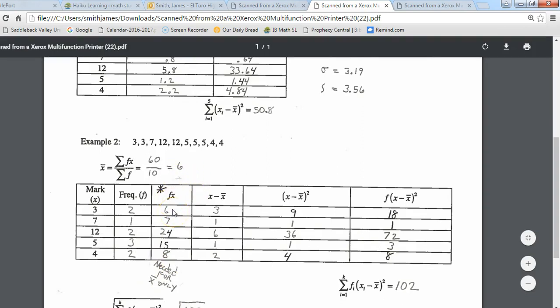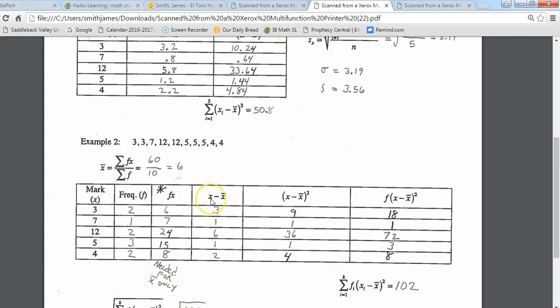Remember, to find the mean, we do the sum of all of our data divided by the number of terms. To get the sum of all of my data, I'm going to do 3 times 2, 7 times 1, 12 times 2. I'm going to go on down the list, and then I add all that together, and that gives me the sum of all of my data. I then divide it by the number of terms. We had 10 terms, and there's our mean. So we have the mean of 6.